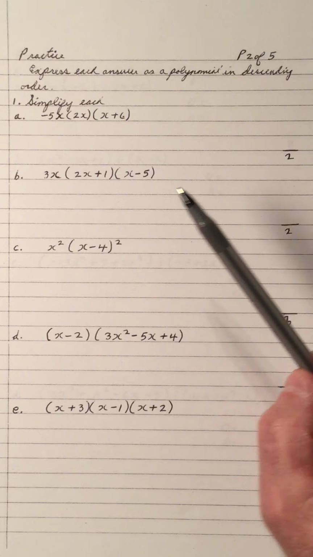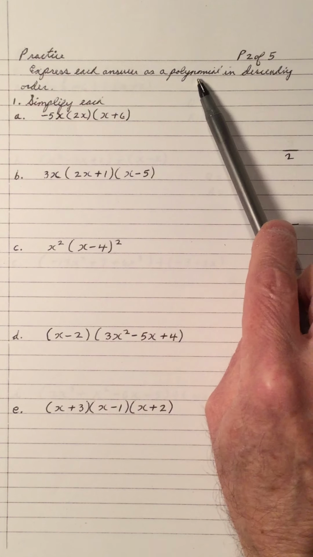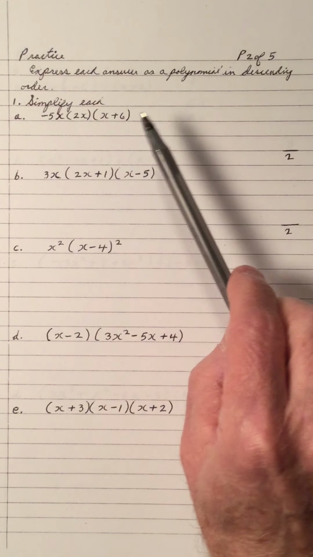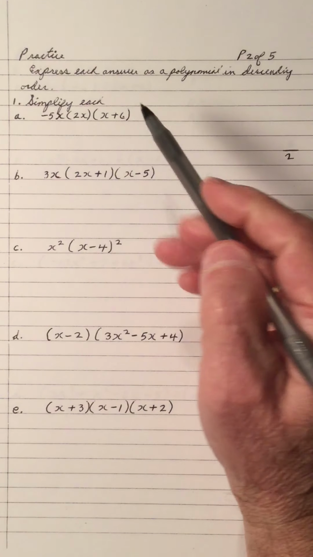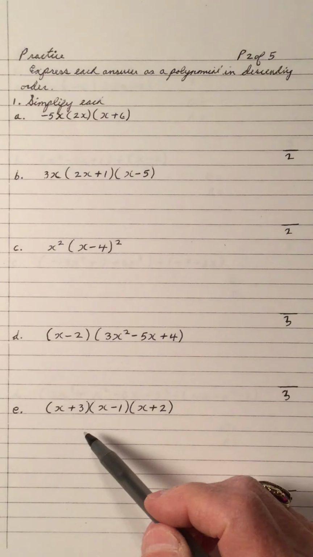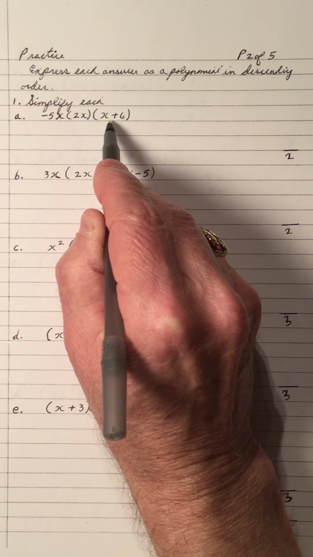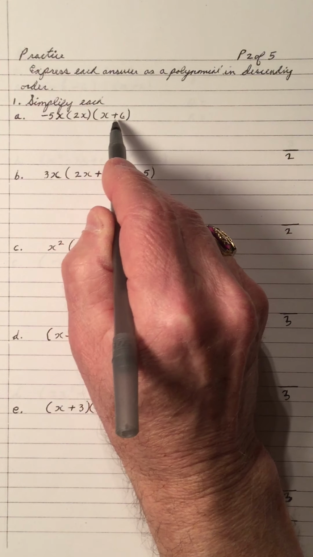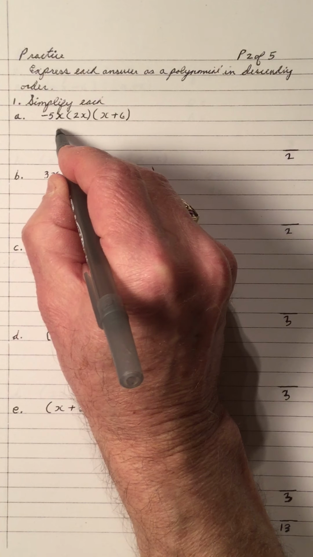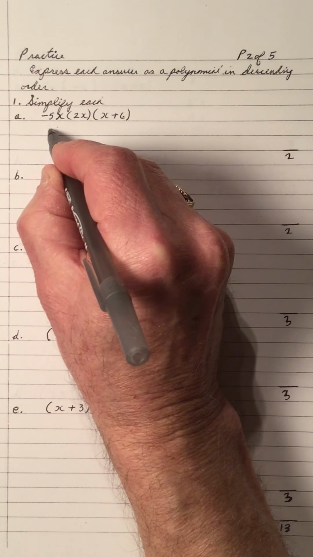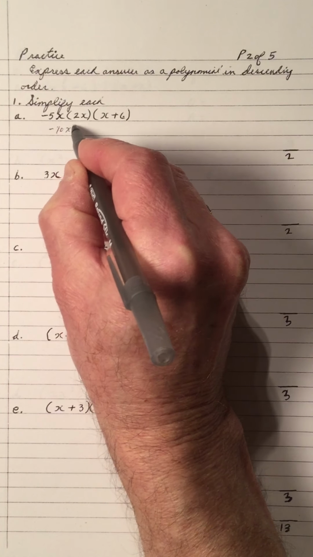Here I go. Express each answer as a polynomial in descending order. So we have number one. We're going to simplify all of these. So we have a multiplication of two monomials and a binomial. Let's multiply the two monomials first. So that's a negative 10x squared.